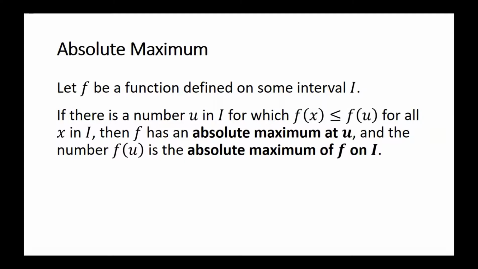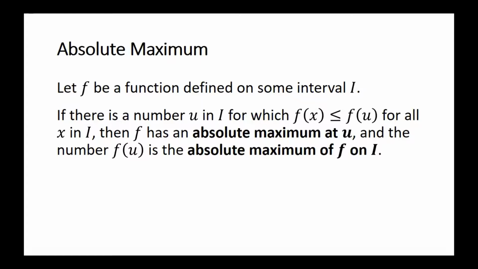Absolute maximum. Let f be a function defined on some interval I. If there is a number u in I for which f of x is less than or equal to f of u for all x in I, then f has an absolute maximum at u, and the number f of u is the absolute maximum of f on I.